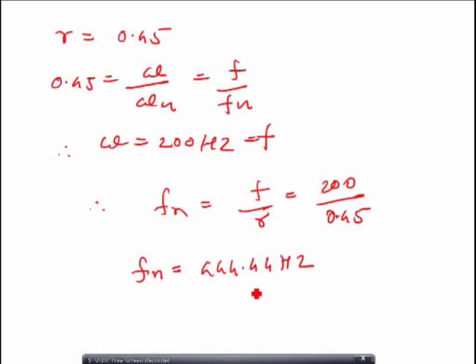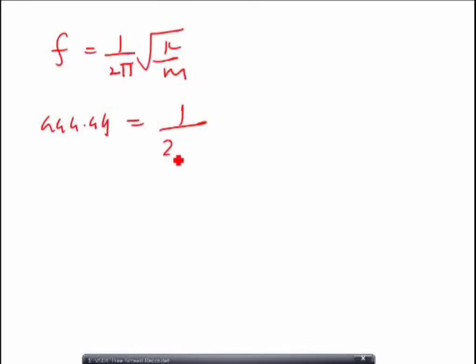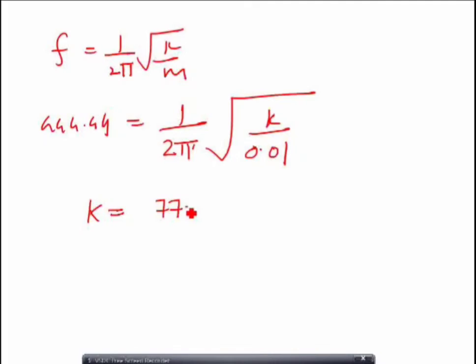So from this I am getting the natural frequency fn is equal to 444.44 Hertz. Now once you got fn, you know that fn is equal to 1 upon 2 pi square root of k by m. So 444.44 is equal to 1 upon 2 pi square root of k divided by mass m, 0.01. From this we are getting k equal to 77.98 kilonewton per meter.